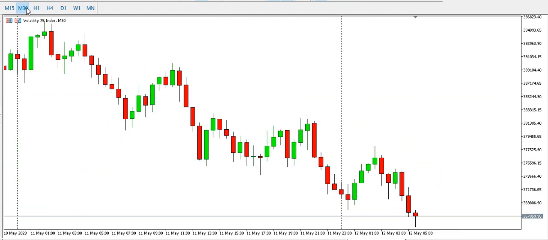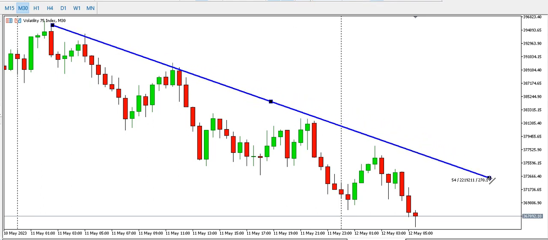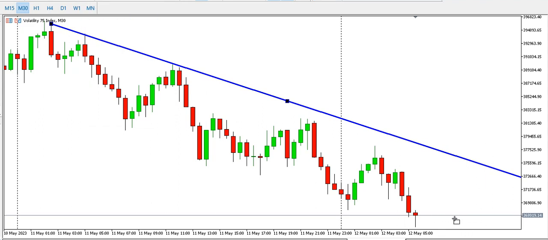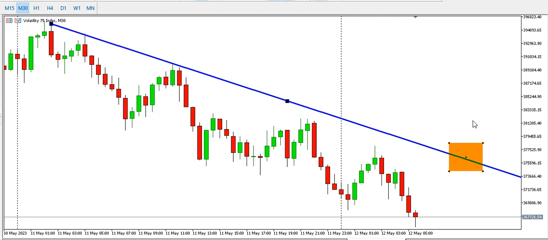Look for selling opportunities on volatility 75 index. You can see it going down. As long as this descending trend line holds, we're still going down. But if price decides to go up suddenly, probably gets into the range or the chart low and starts to go up and breaks this descending trend line, then we might see price going up.